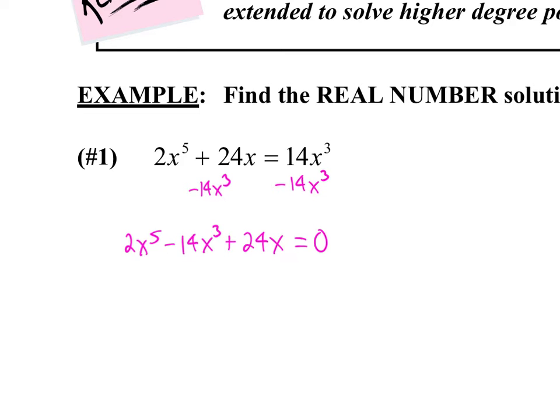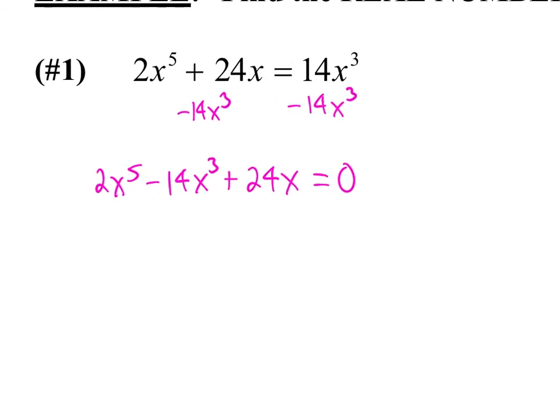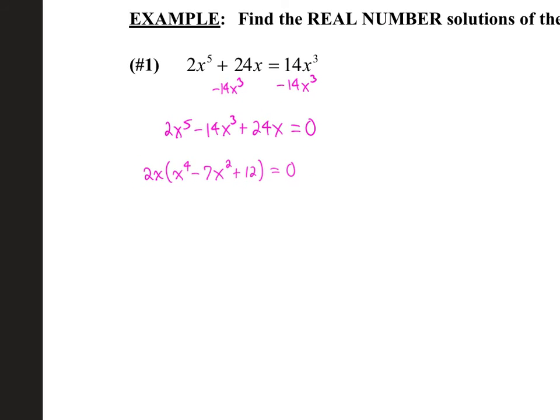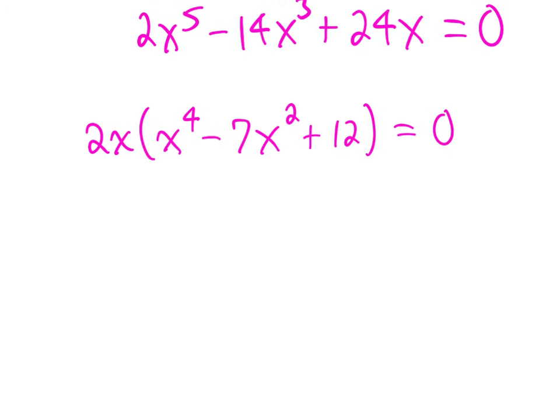The first thing on our factor flow chart is to check for a GCF. Is there a greatest common factor we can factor out of here? There actually is. We can pull out a number that goes into 2, 14, and 24. The GCF is going to be 2, the biggest number we can pull out, and the smallest exponent we can pull out is an x. So we have 2x, and now we write the rest of it by dividing by 2x. We're going to have x to the 4th minus 7x squared plus 12 equals 0. I'll write the steps we took in a little while here.